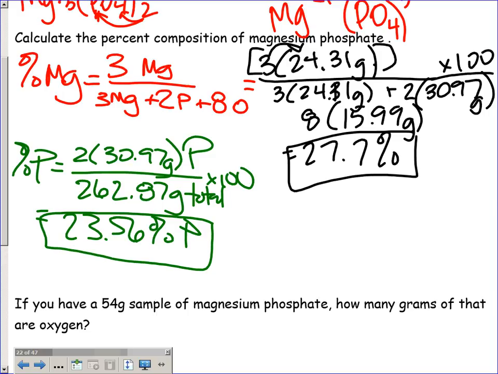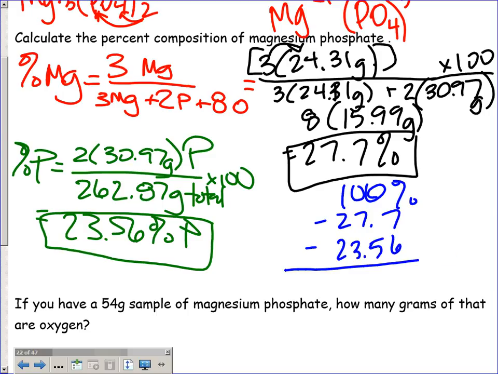So what you can do is go, okay, magnesium, phosphorus, and oxygen together equal 100%. I already have magnesium, so I'm going to subtract 27.7. I already have phosphorus, that's 23.56. What's my percent oxygen? 48.74, something like that. Okay, so this is just an alternative at the end when you get to that final element. Give me a thumbs up if you feel you could do that for any compound as long as you knew the formula. Okay, similar process to any percent maybe you've done in the past.